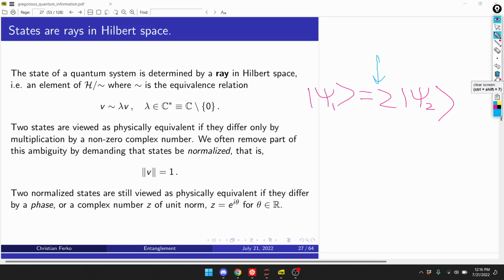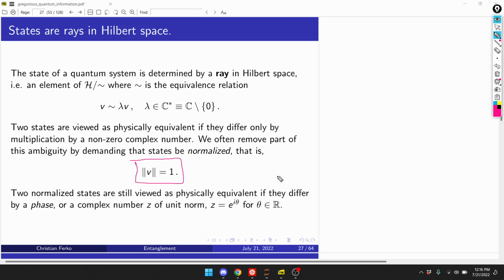Okay, so that's a ray. We often like to eliminate part of this ambiguity to multiply by complex numbers, and to do that we will demand sometimes that states are normalized. So if you demand that the norm of a state is 1, this eliminates the ability to multiply the state by 2, because that would double its norm. That eliminates some of the ambiguity, but not all of it, because I still have the freedom to multiply by any complex number of unit norm, which we call a phase. So the word phase in physics means an element of the unit circle, a complex number of unit norm. So this thing, z, is e to the i theta. So there's an ambiguity to multiply by a phase, but that's not as bad as multiplying by any non-zero complex number.